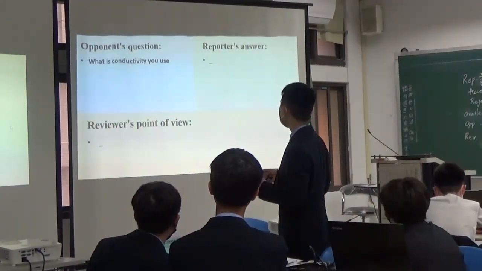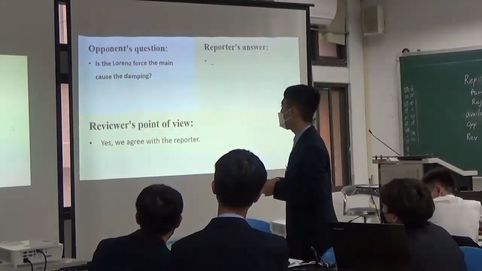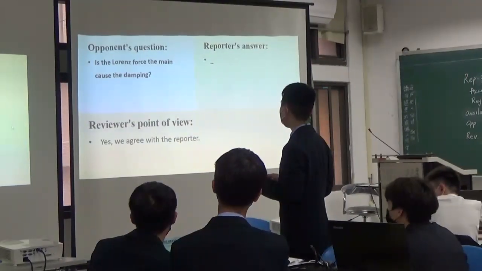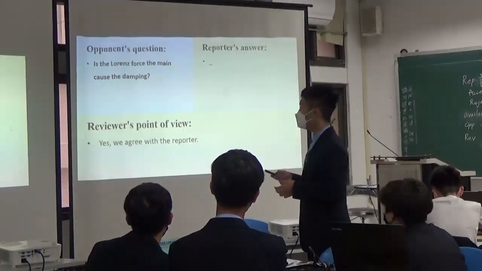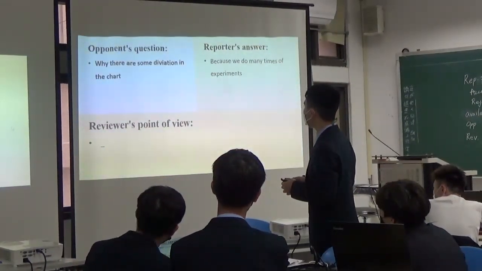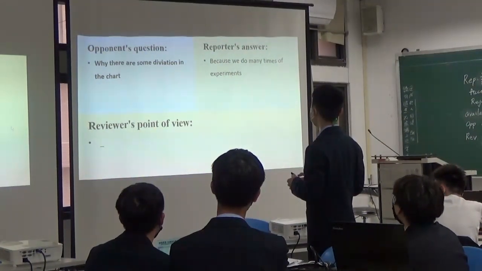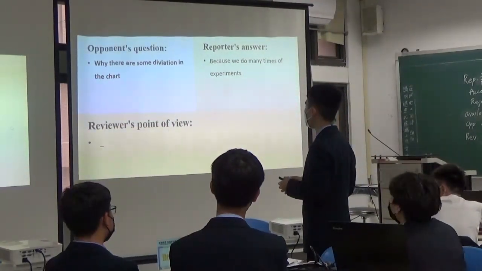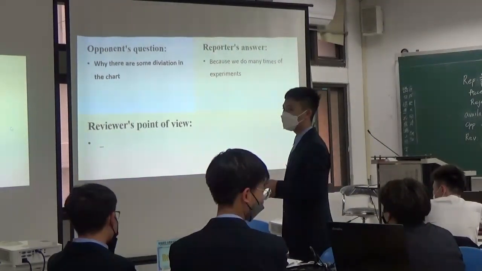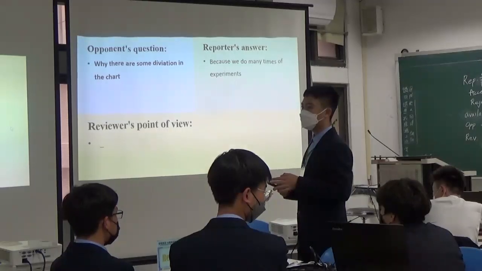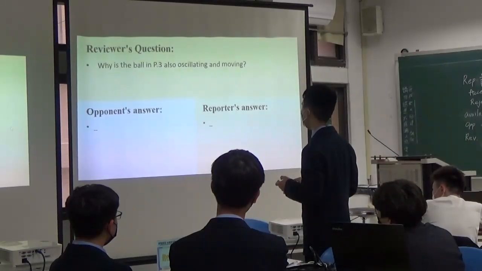So the opponent just asks, is the Lorentz force the main cause of the damping, and the reporter says yes, it's the main cause. And we agree with the reporter since the other damping is small. And the opponent asks why there are some deviations in the chart. The reporter says because we did many experiments. So I think doing many experiments is great, but you should not consider the ones with too much deviation. And time for reviewer questions.